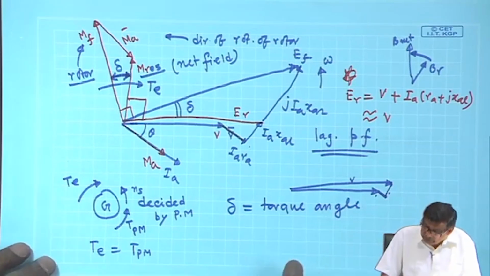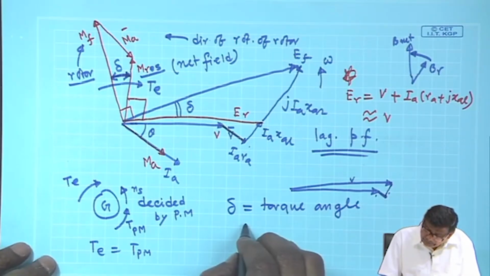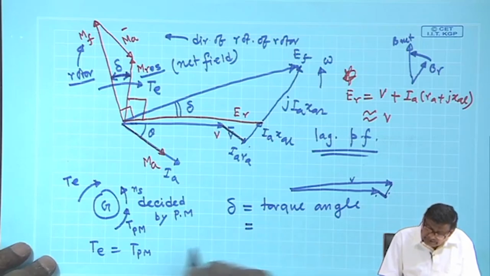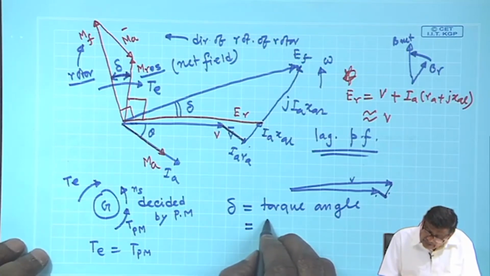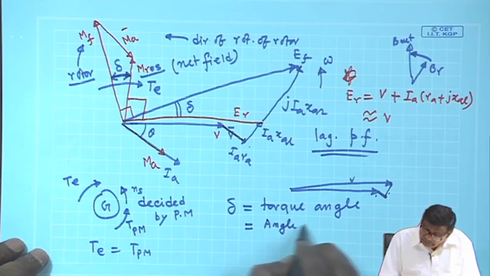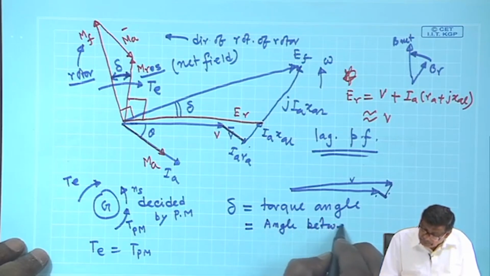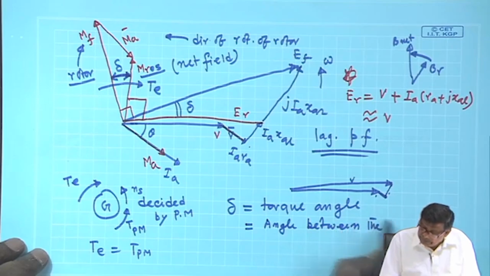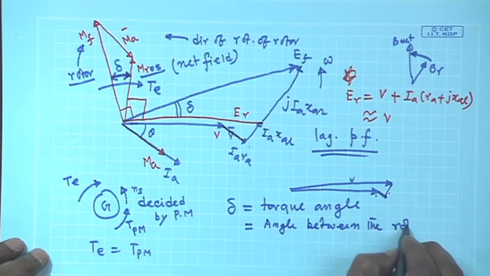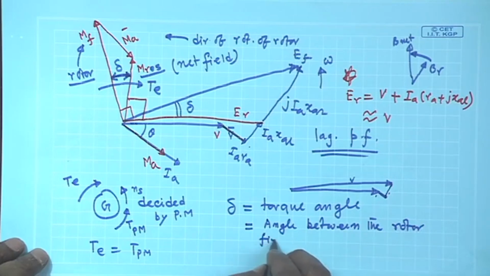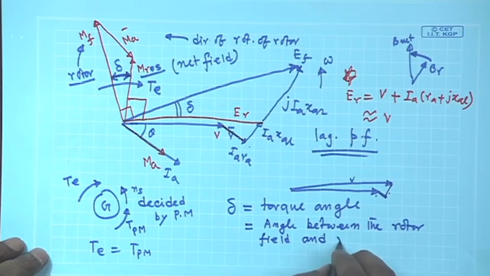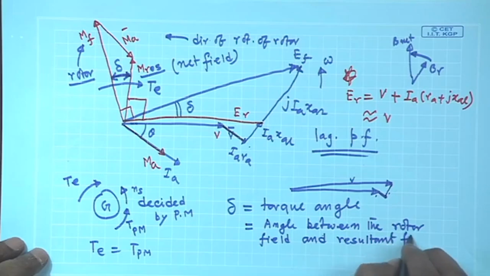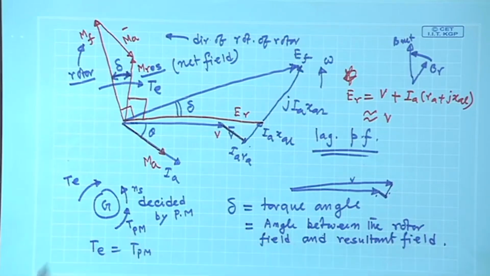very important in a synchronous machine, and this torque angle is the angle between whom? Angle between the rotor field and resultant field. We are consistent with what we did in the case of the synchronous induction machine as well to define delta.